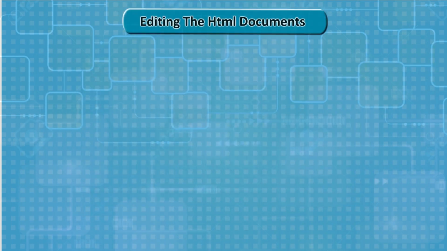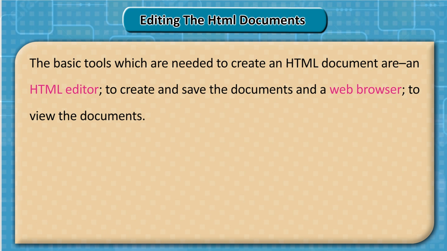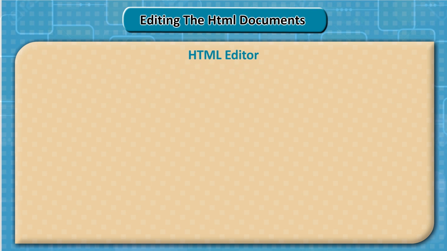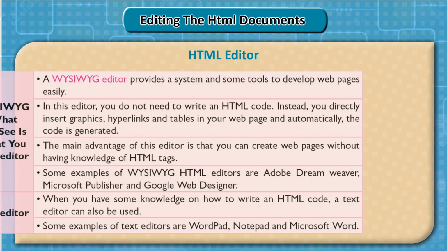Editing the HTML documents. The basic tools which are needed to create an HTML document are an HTML editor, to create and save the documents, and a web browser, to view the documents. HTML editor. An HTML editor is a software application which is used to create and save HTML documents. There are two main types of HTML editors: WYSIWYG and text editor.